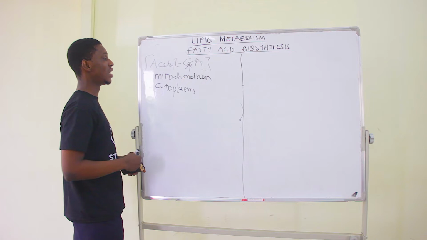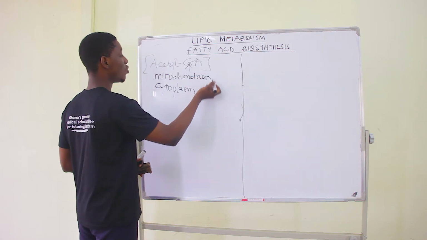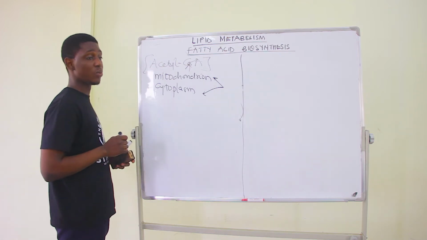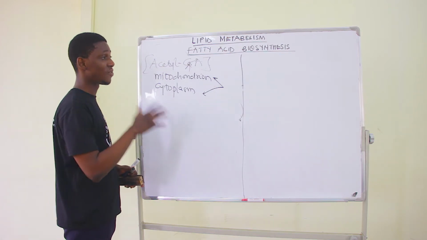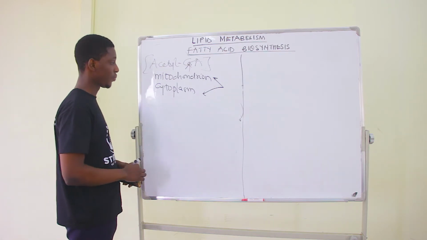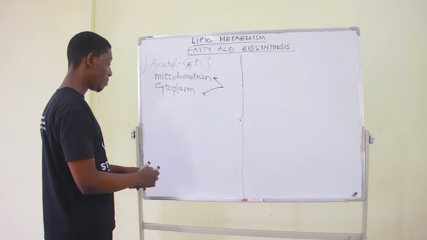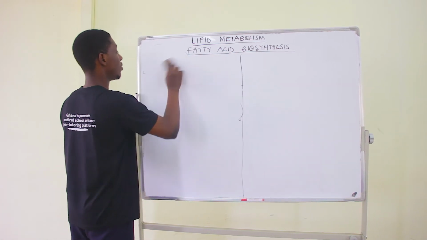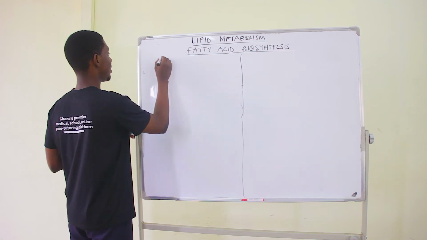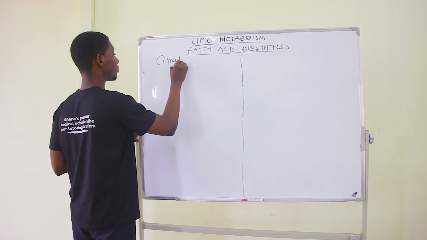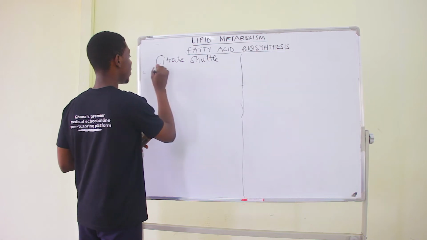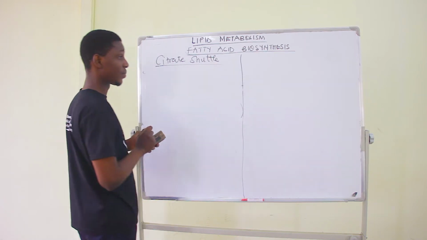So how then do we get acetyl-CoA from the mitochondrion into the cytoplasm to be able to synthesize the fatty acid that we want? This is where we mention what we call the citrate shuttle.